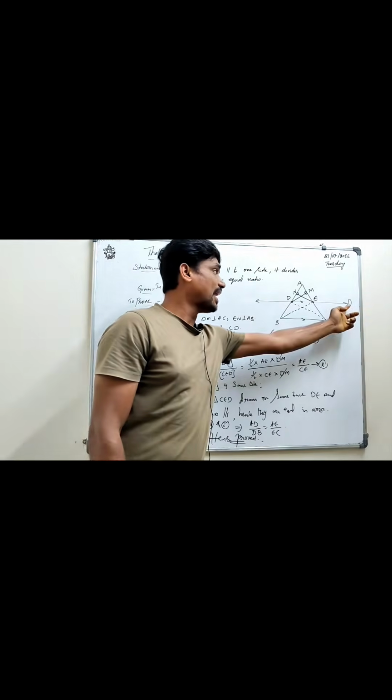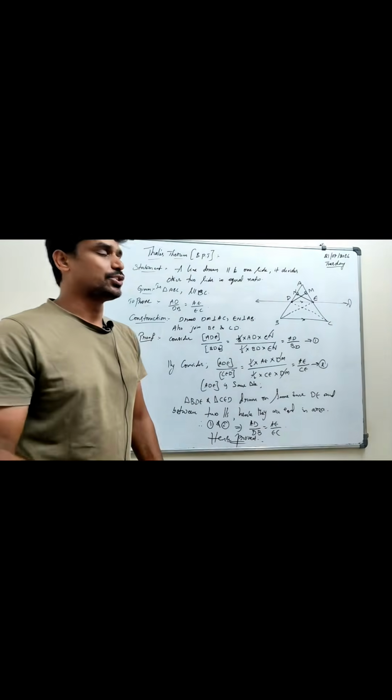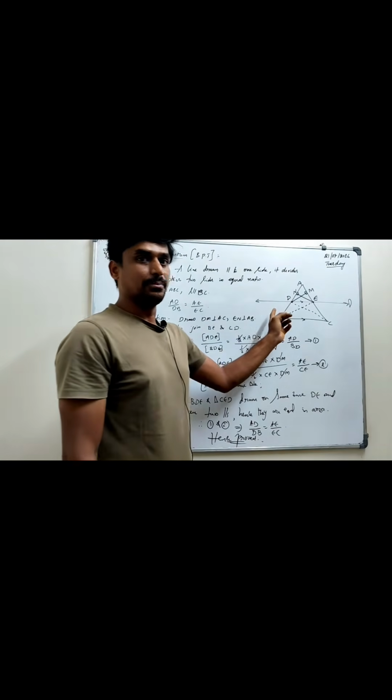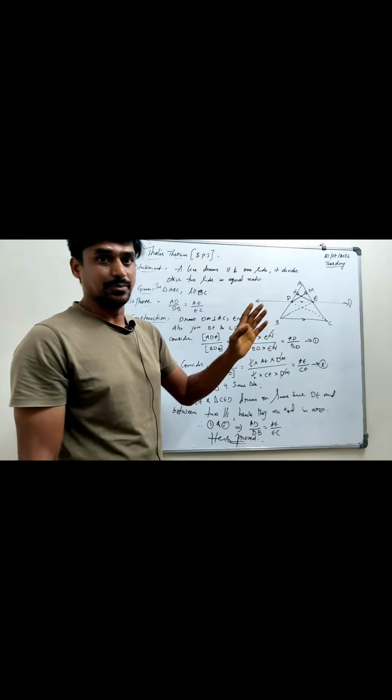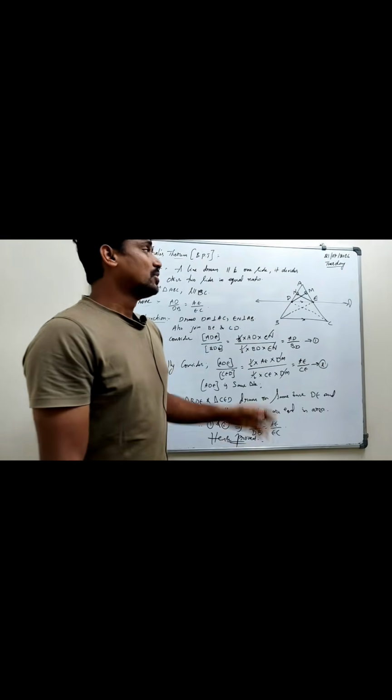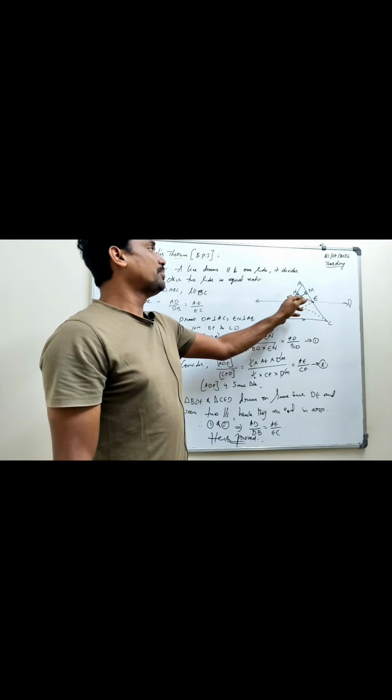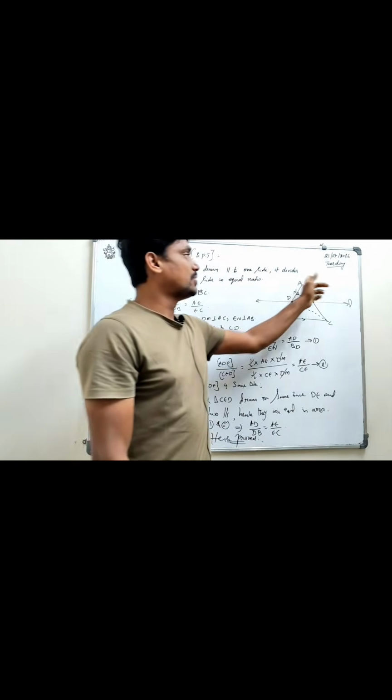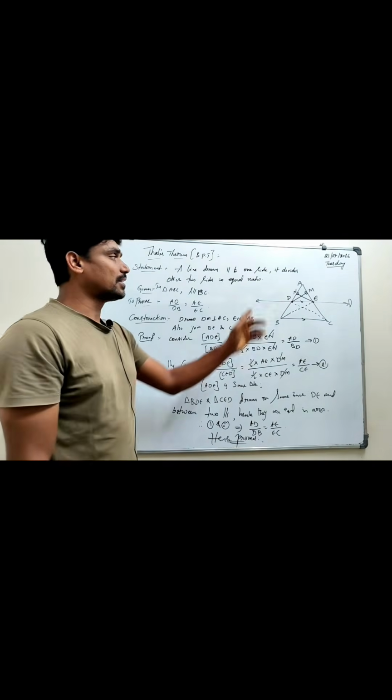So the same line divides the other two sides in equal ratio, because when you draw a parallel, it cuts AB and AC at certain points, D and E in this case. So the parts, AD by DB, that ratio is equal to AE by EC. We are not sure the parts are equal, but the ratio is equal.